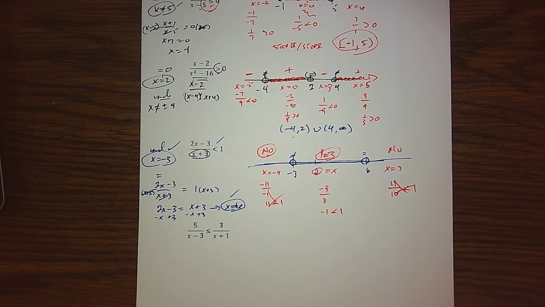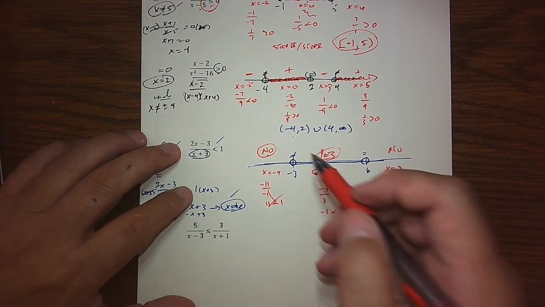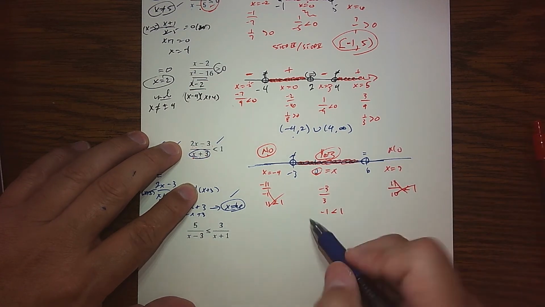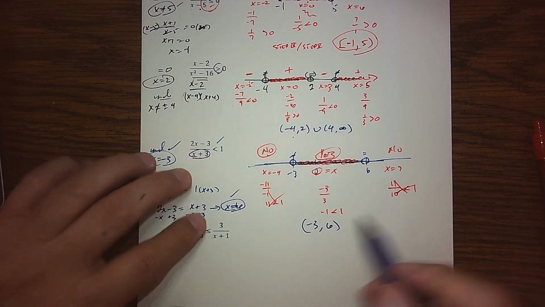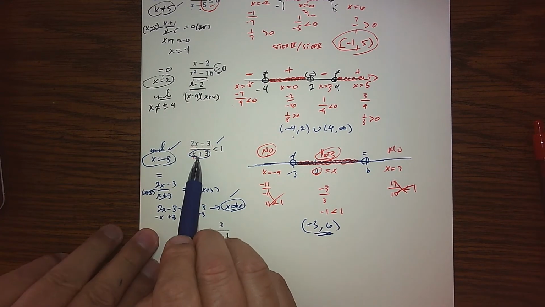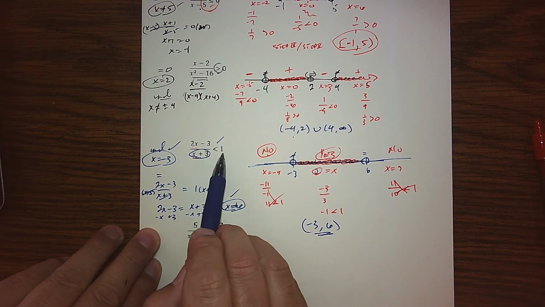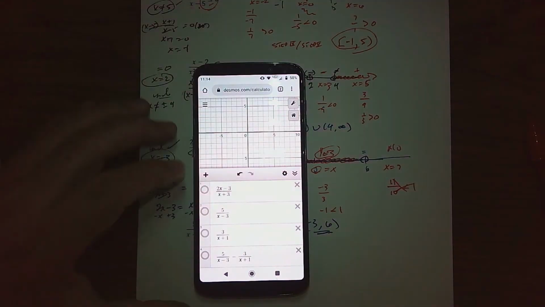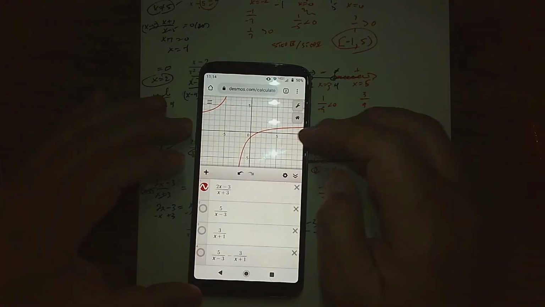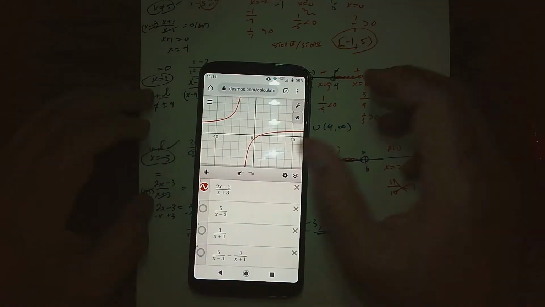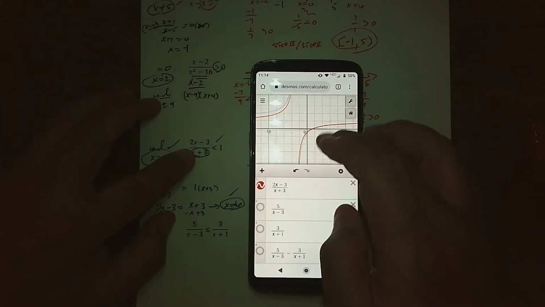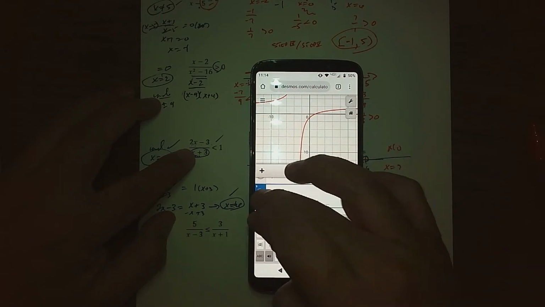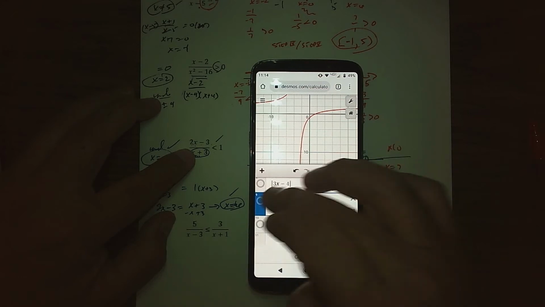And so looking at my no's and my yeses, my pluses and my minuses, it looks like this stretch is the only one that actually works for us. So from -3 to 6, that would be the interval where this graph is actually below that graph. Okay? So again, visualizing this, there's basically the graph of 2x minus 3 all over x plus 3. And then let me come down a little bit here. The graph of y equals 1. Let me turn that on.